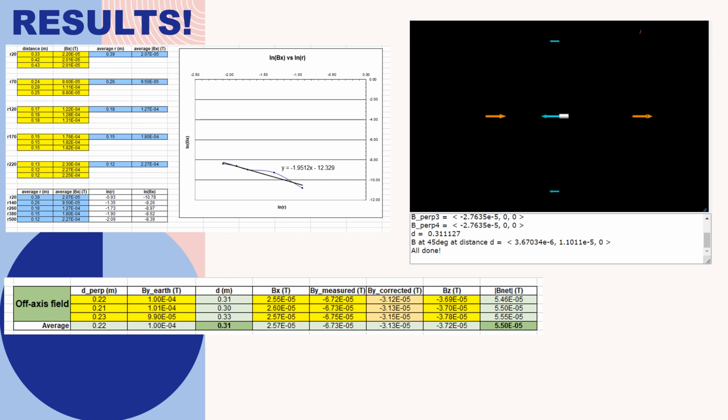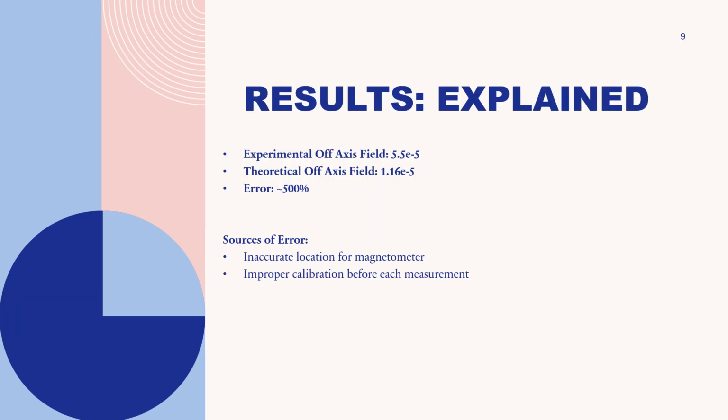Our line of best fit was y equals negative 1.9512x minus 12.329. Our average d perpendicular was 0.22 meters, and our B net average was 5.5 times 10 to the negative fifth. However, our theoretical calculations had it at 1.16 times 10 to the negative 5. Comparing our experimental to our theoretical results, we get an error of approximately 500%.